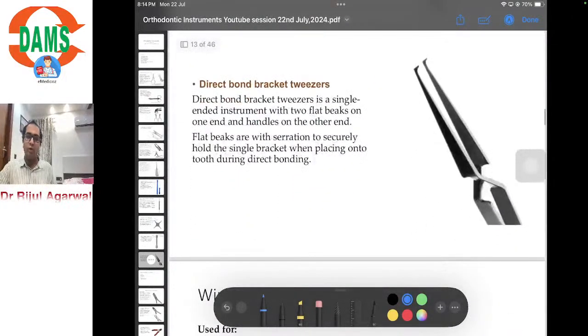Next comes the bonding teaser or direct bond teaser. Again, look at its edge or tip: two flat beaks on one end and a handle on the other. Flat beaks have serrations to securely hold the bracket when placing it during direct bonding. So it's used in the direct bonding procedure.